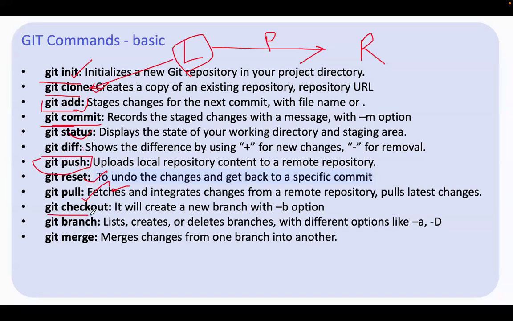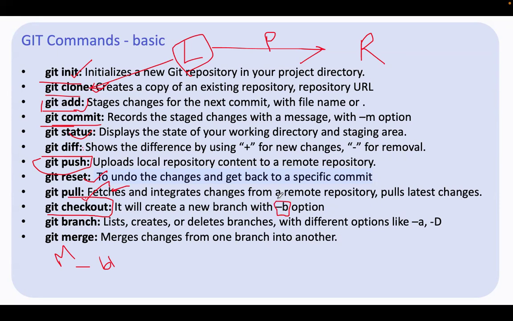git checkout is to move between different branches or create a new branch. For example, if you are in main and you want to go to branch 1, you can do a git checkout with the branch name. Whereas git checkout -b is to create a new branch.